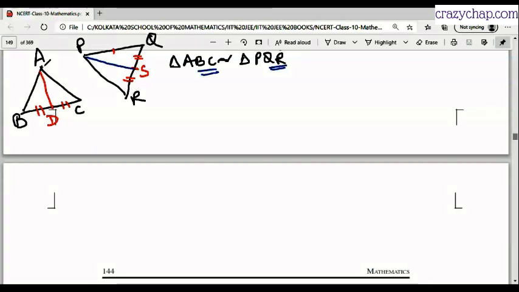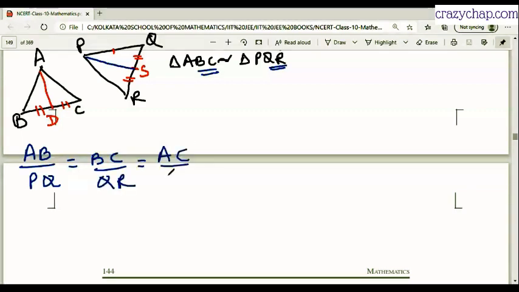So it means that line AD is called a median, right? You know median, right? Median means the line joining the vertex to the midpoint of the opposite side. So line AD is the median and line PS is also a median. So you can say, let me write everything, AB over PQ will be equal to BC over QR, equal to AC over PR, equal to the median ratio AD over PS. Is that good?